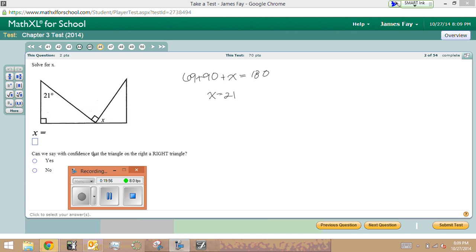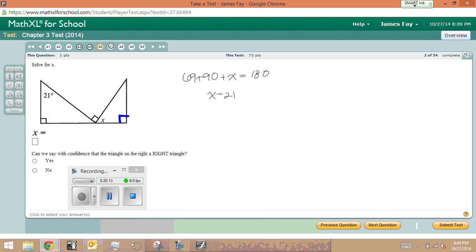It says, can we say with confidence that the triangle on the right is a right triangle? The answer to that would be no. The only way I would know that this is a right triangle is if they put that symbol in there for me. It looks like a right triangle, but remember, we can't go off of looks.